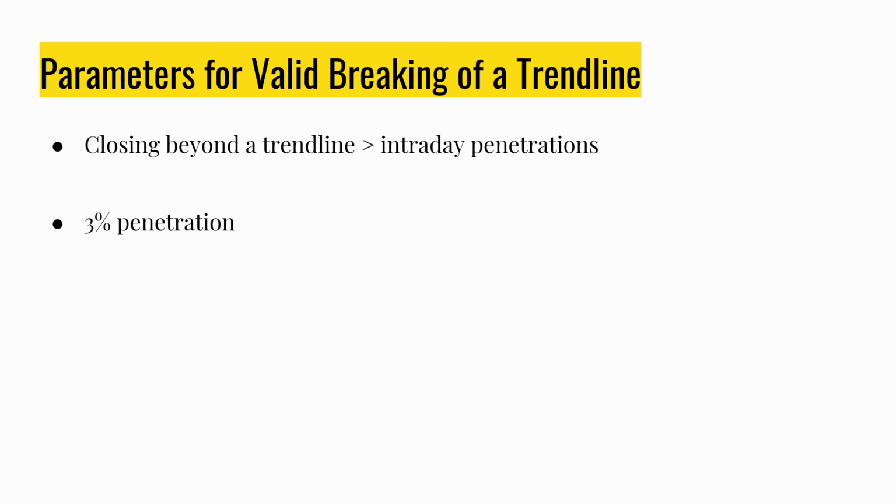Basically, the 3% penetration rule states that if price moves away from a trend line in any direction by 3%, the trend line is no longer valid. I'll also link the video in the comment section below that talks about this rule more extensively.